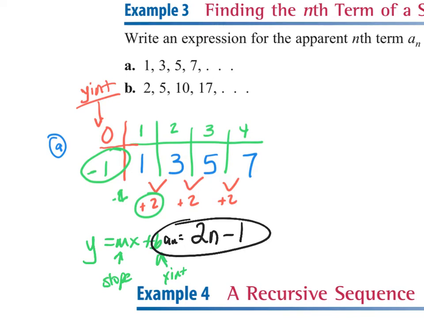So you could check this. You could say, okay, if I plugged in 4 for n, what should I get out? 7. So plug it in here. What's 2 times 4? 8, and 8 minus 1 is 7. So that's right. Again, we're going to do this a bunch more. I promise.